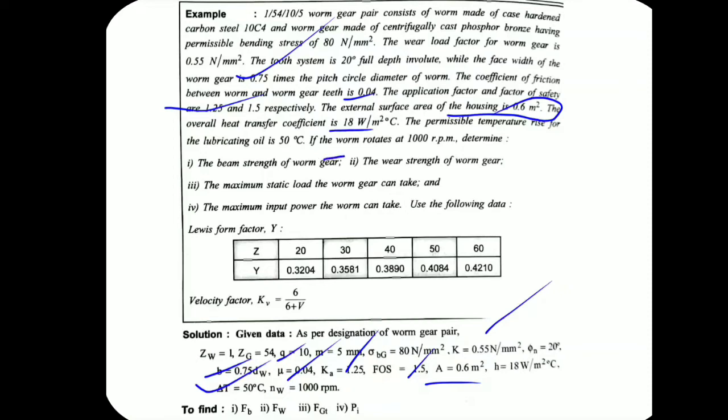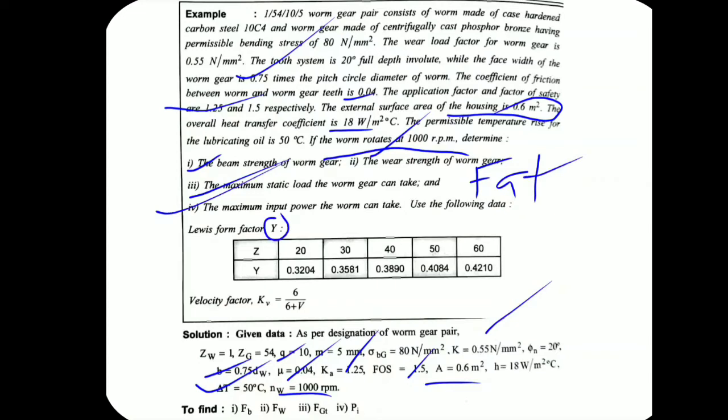If the worm rotates at NW, RPM of the worm 1000 RPM, determine first the beam strength of the gear, second the wear strength of the gear, third the maximum static force. Static force is nothing but FGT. Clear? Fourth, the maximum input power the worm gear can take, input power PI. Use the following data for Lewis factor. So likewise we'll have to write the given data.